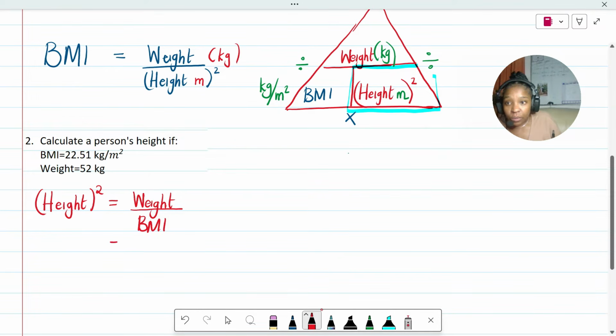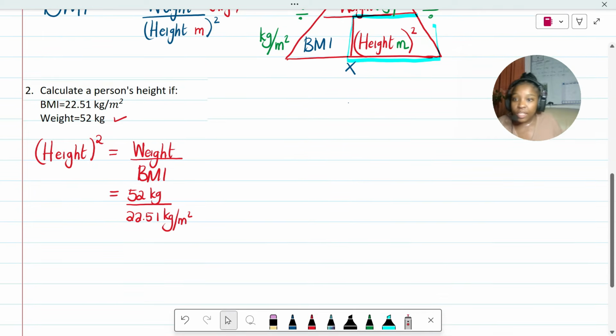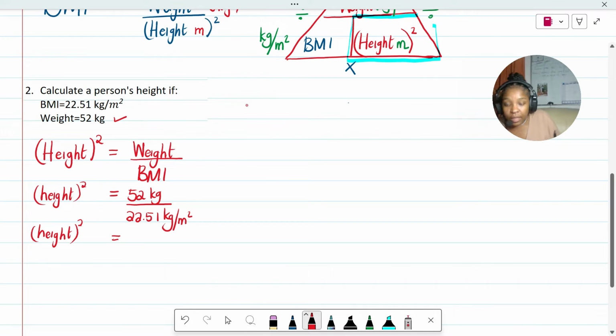So what's the weight? Just going to say the weight is 52 kg divided by, what is the BMI in this case? The BMI is 22.51 kilograms per meter squared, right? Okay, so then let's just simplify further. It's going to be 52 divided by 22.51. You'll get that, remember, this is the height all squared. This is the height all squared, right?